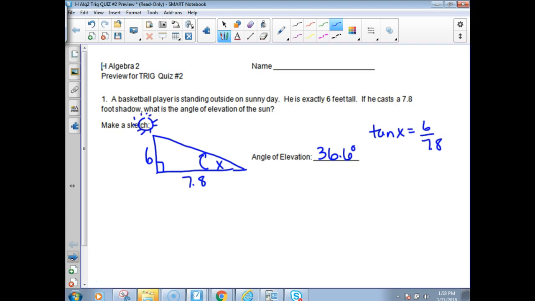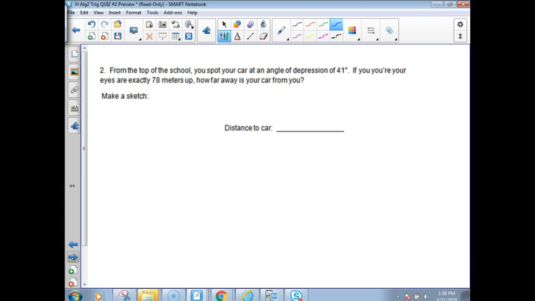Remember the degrees on your answer. Number 2: from the top of the school, an angle of depression. I don't know why you're on the top of the school, but that's what it says.